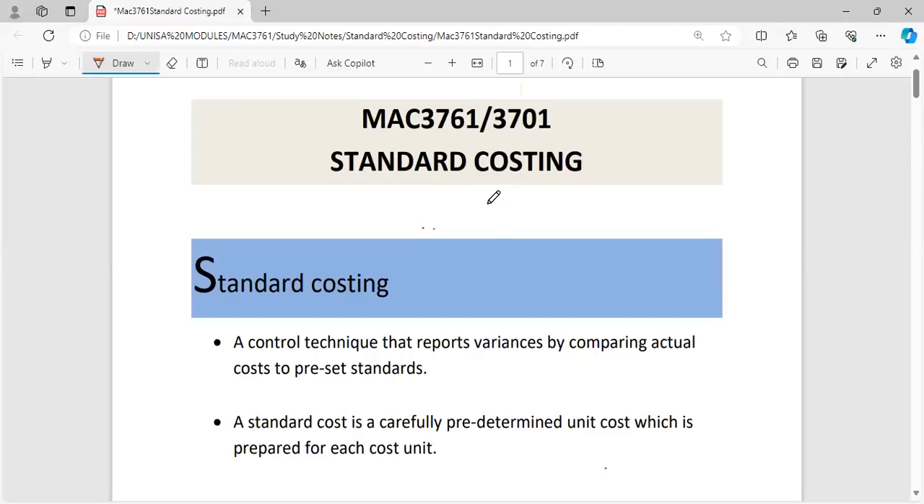Today, we're going to look at standard costing. When we are looking at standard costing, the main principle behind standard costing is to be able to.